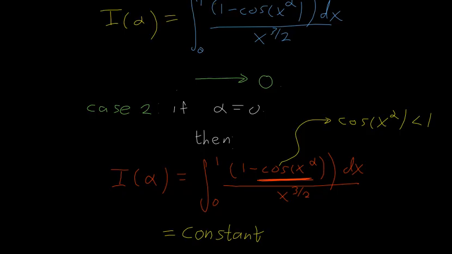And if alpha is negative, it blows up. If you had case 3, if alpha is less than 0, then you're going to get your I of alpha.